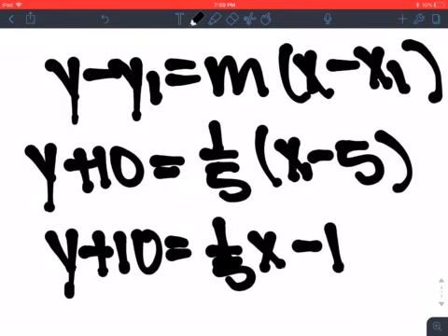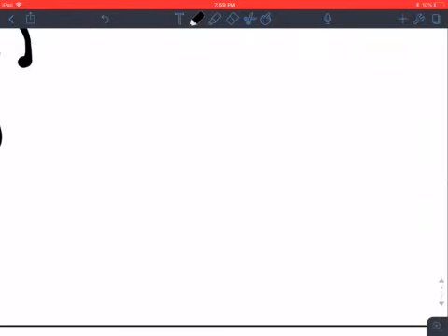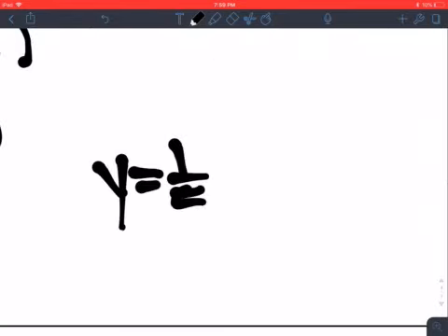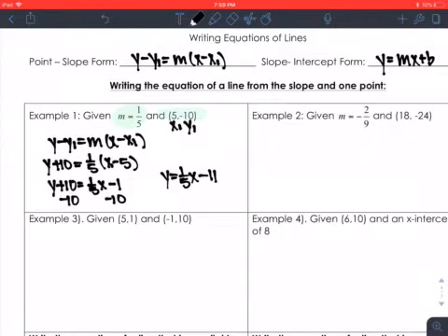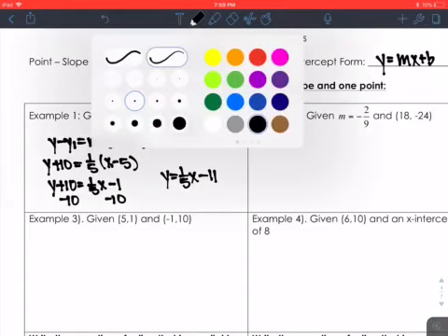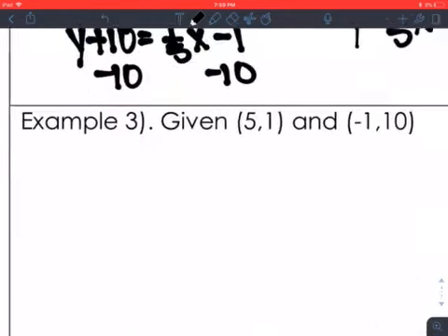The goal is to get y by itself again, so I'm going to subtract 10 on both sides, and I get y equals 1/5 x minus 11. Now, if you would have just done this using slope-intercept form, you would have still gotten the same answer, just different methods. Now, I'm going to pop down to example 3.